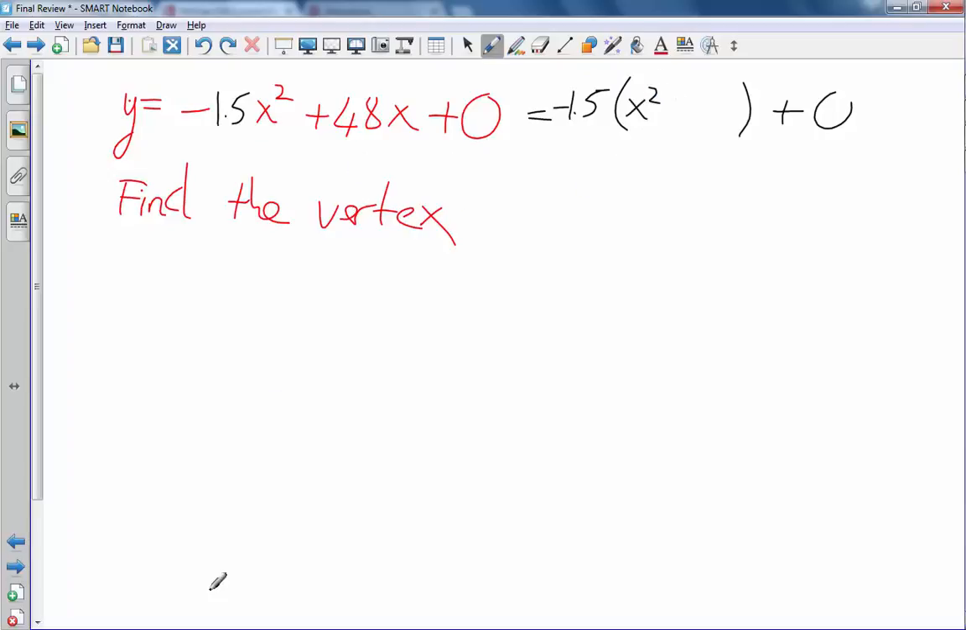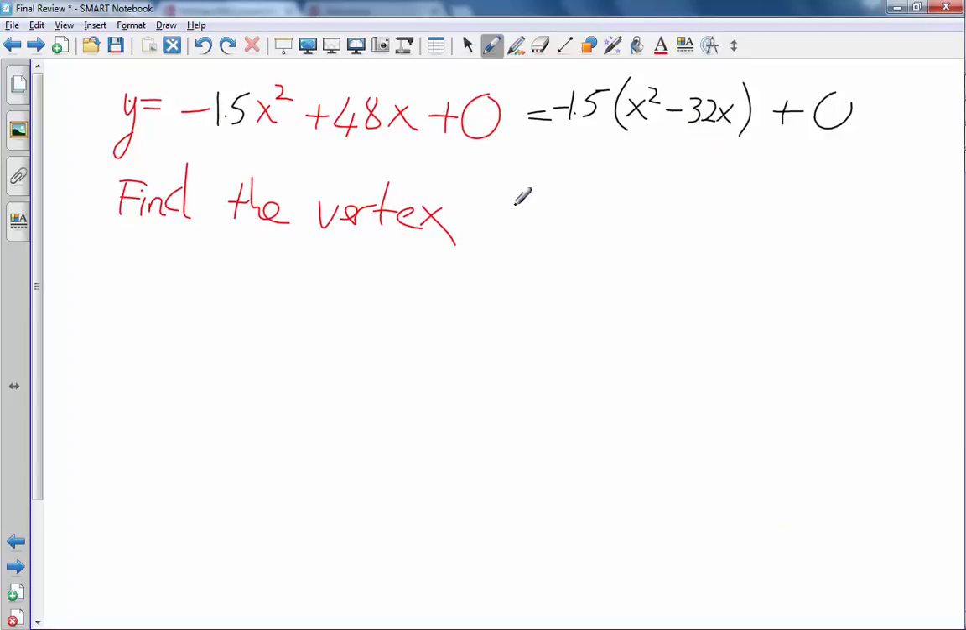When I divide 48 by 1.5, what do I get? I need to factor 1.5. 32? Is that right? Yeah, 48 divided by 1.5, and when I factor it, it is negative 32.